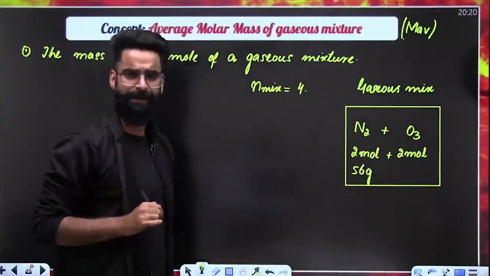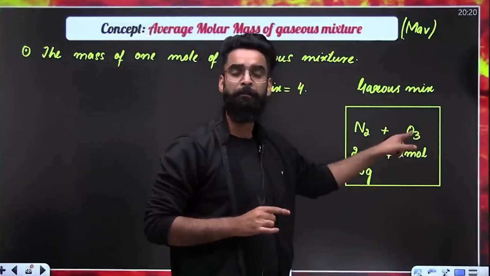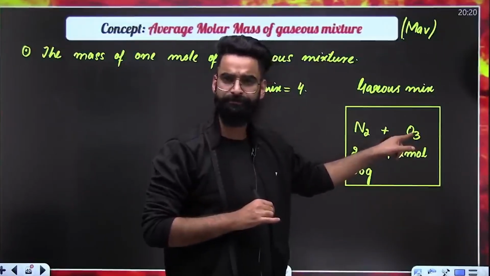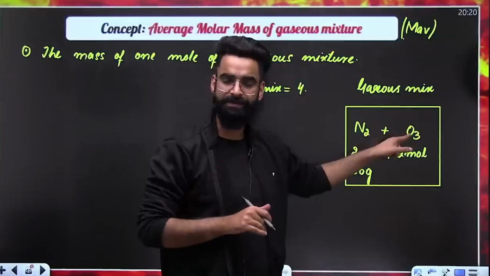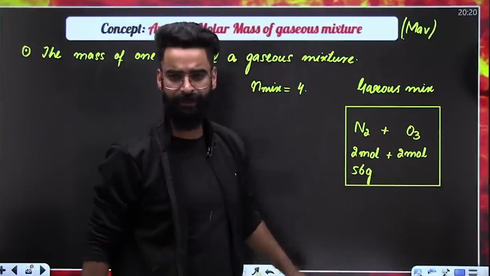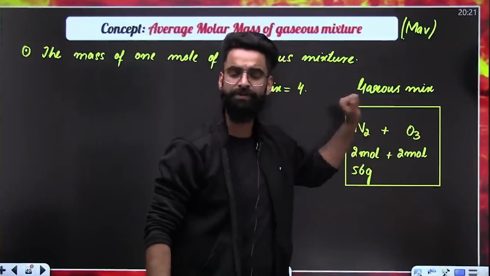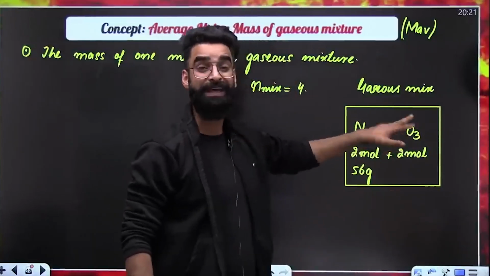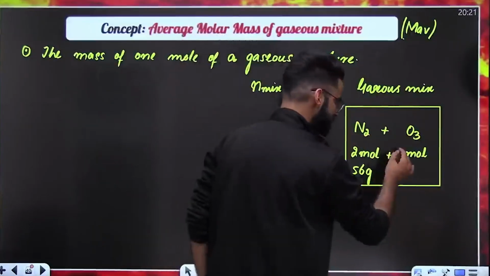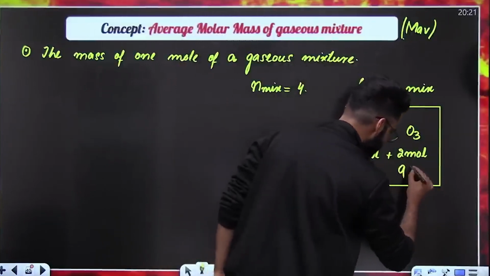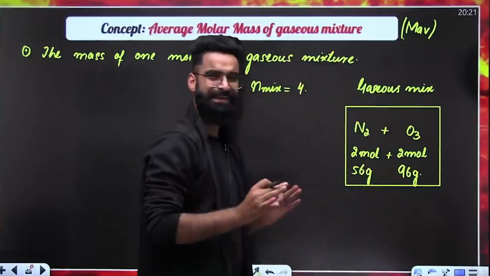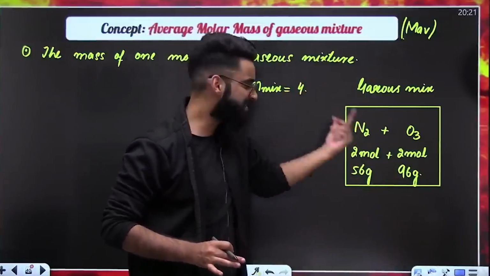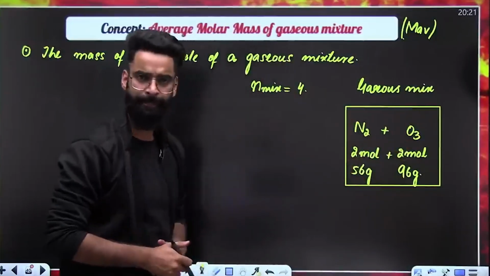Similarly, what about the molar mass of O3? That means 48, which is the mass of 1 mole of O3. But do I have 1 mole of O3 or 2 moles? I have 2 moles of O3. If the mass of 1 mole of O3 is 48 grams, that means the mass of 2 moles of O3 will be 96 grams. So can I say in this particular container there are 56 grams of N2 as well as 96 grams of ozone?